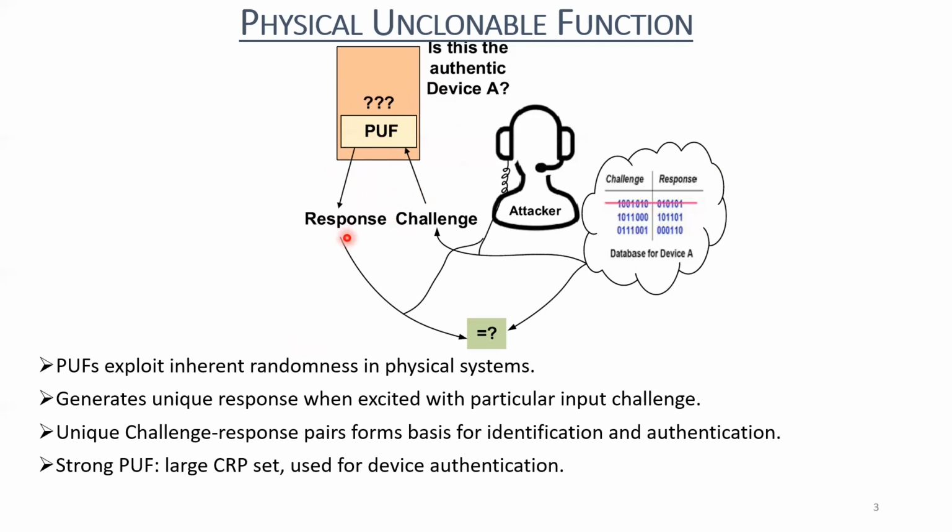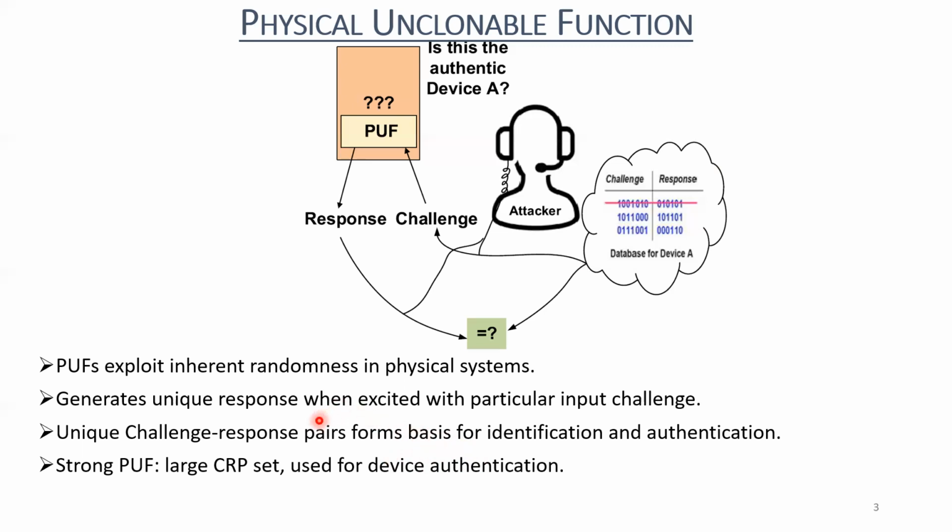Especially if it takes around 6 months to 1 year, and he knows that the technology would change, and the new PUFs that are going to come in would change, then there's no point going for that. So that is why the strong PUF should have a large CRP set, and it is generally used for device authentication.